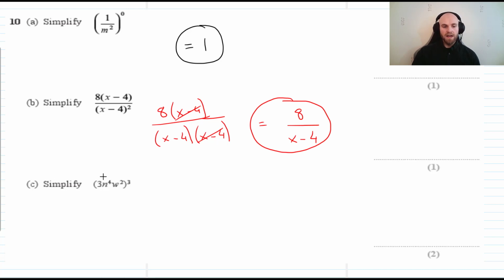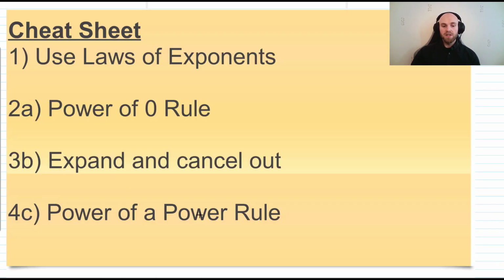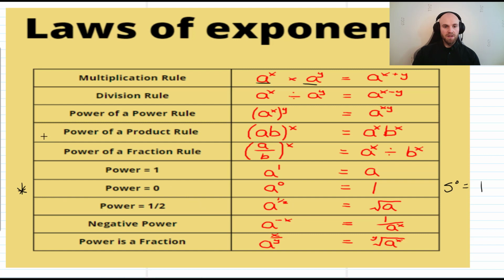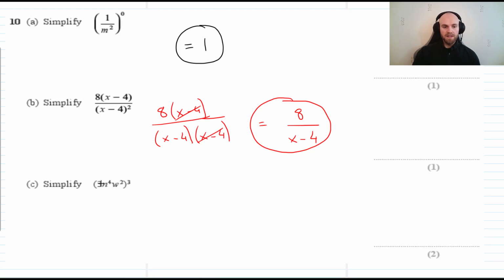Part C, simplify in brackets 3n to the power of 4, w squared, all to the power of 3. And in this one, on C, we're going to use the power of a power rule. So if we look for the power of a power rule, if we have a to the power of x and then in brackets all to the power of y, we simply multiply the x and the y. So we are going to do the same here. We have all of these numbers all to the power of 3, all multiplied by 3.